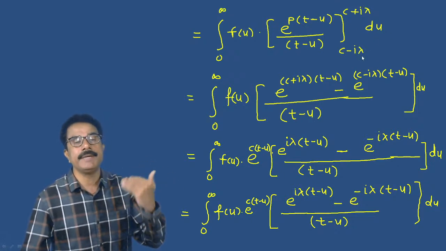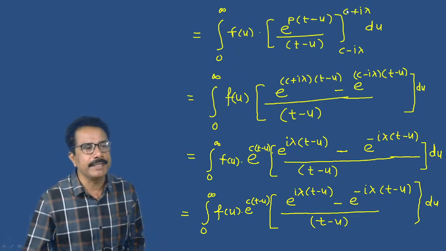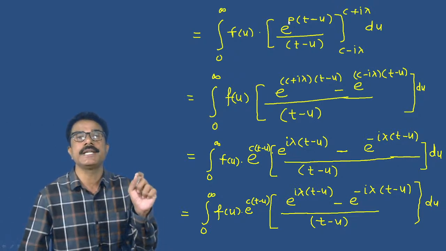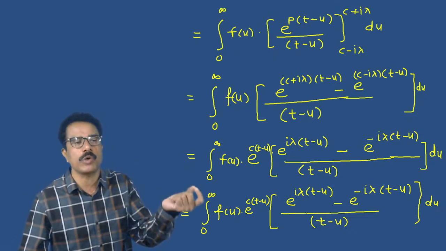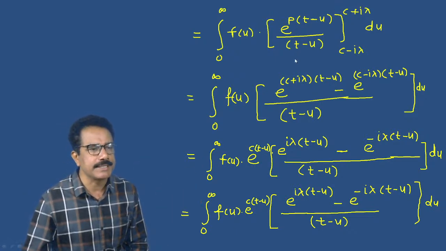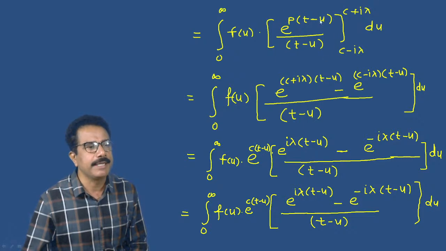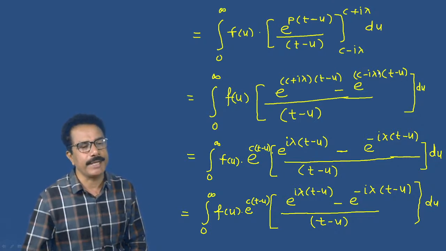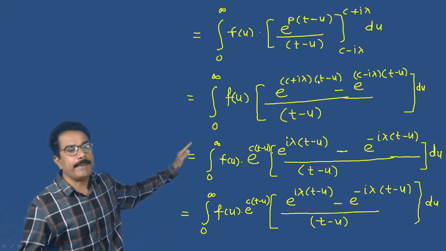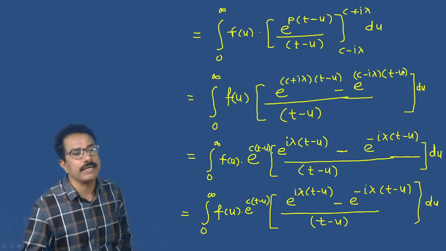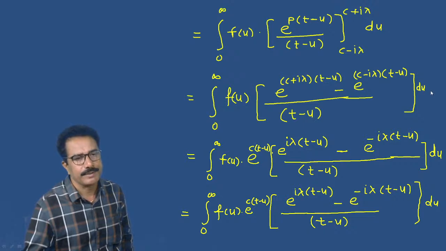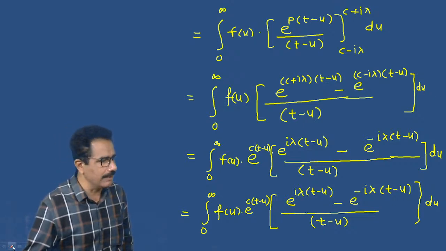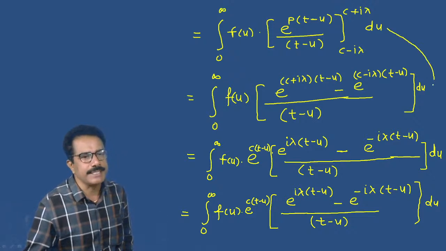Again, keep the upper limit and lower limit. Because this is an integration with respect to p, which we have solved, put the upper limit in place of p: c plus i lambda times t minus u, minus, put the lower limit in place of p: c minus i lambda times t minus u. Do you understand this, upper limit and lower limit? Keep this du as it is.